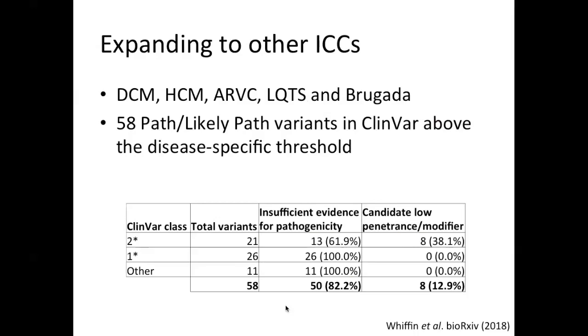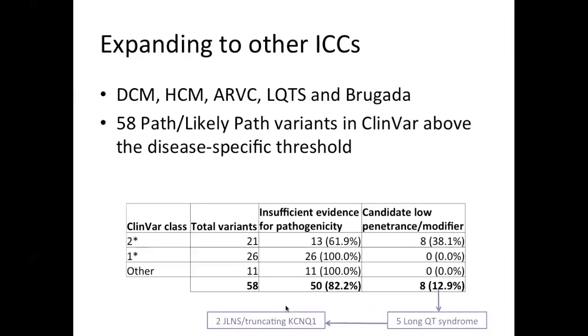And of the 2-star ones, there are actually 8 interesting variants that do occur more frequently than our maximum calculated threshold. Looking into these, one of these is actually the HCM variant that we visited earlier, the one that was the red dot that stuck out on the plot. 2 of them are Brugada syndrome, and the vast majority of them are long QT. And we know that variants of long QT are often low penetrance.